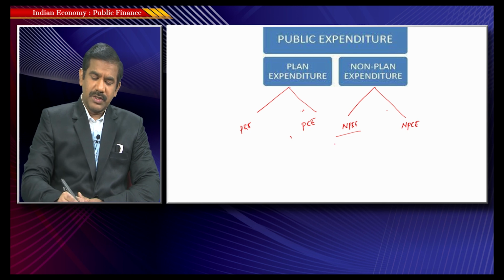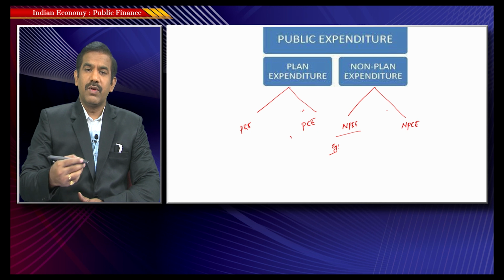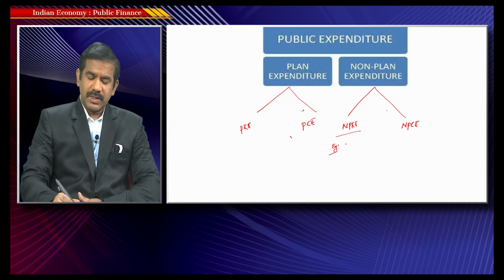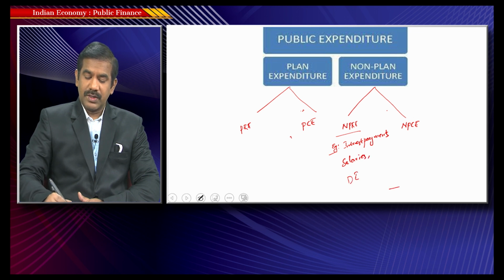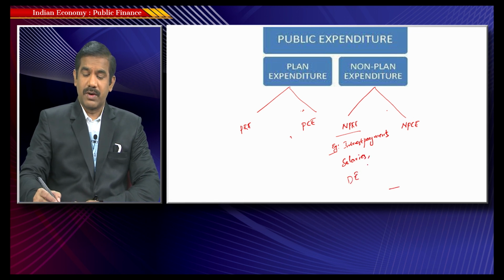Such kind of expenditure is generally what we refer to as non-plan expenditure, and if that expenditure keeps repeating, then we call it a non-plan revenue expenditure. One best example is interest payments on the loans borrowed, salaries, subsidies, defense expenditure. All of these could be the best examples of non-plan revenue expenditure.